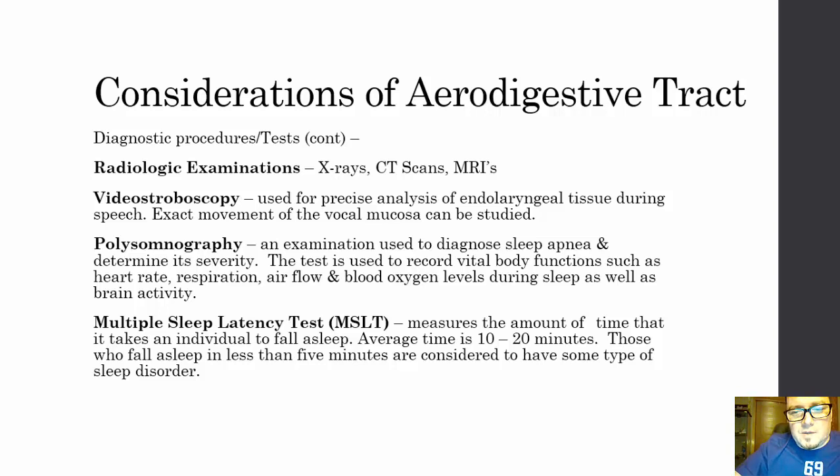Polysomnography is used to diagnose sleep apnea. This is where we're going to record body functions such as heart rate, respiration, how the air flows in and out, and your blood oxygen levels, because we want to know if you're saturating well. If you're not saturating well, you can risk injury to your brain and your heart. So very dangerous.